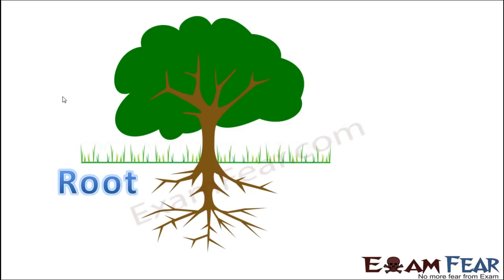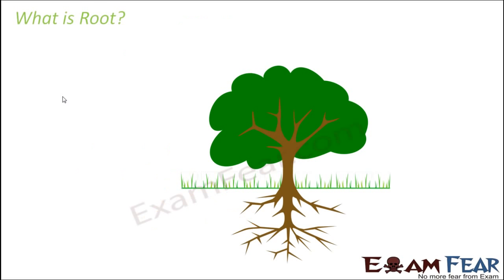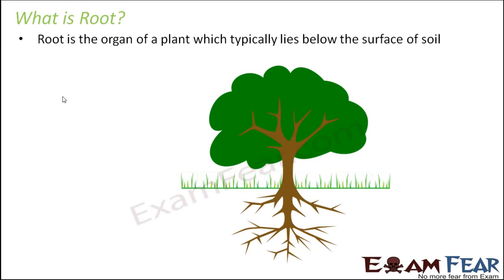So with this thought in mind, let us start our discussion with the first part of the plant, that is root. So the first question that comes to our mind is, what is root? Again, we have a simple answer to that. Root is that organ of a plant which typically lies below the surface of soil.